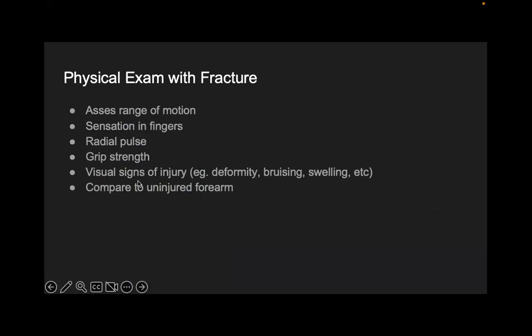Awesome. So next thing you're going to do is, again, we talked about the physical exam. You're going to check for range of motion, specifically like we talked about, if you are suspecting a dislocation of either the DRUJ or the proximal radial head. You're going to check for sensation. You're going to check for pulse. You want to check their grip strength, possibly any signs of injury, deformity, bruising, swelling, etc. And then you're always going to compare this to the uninjured arm. That's the rule of thumb.